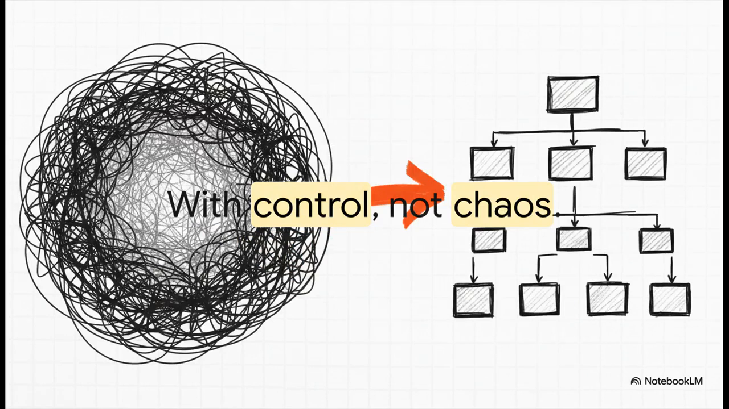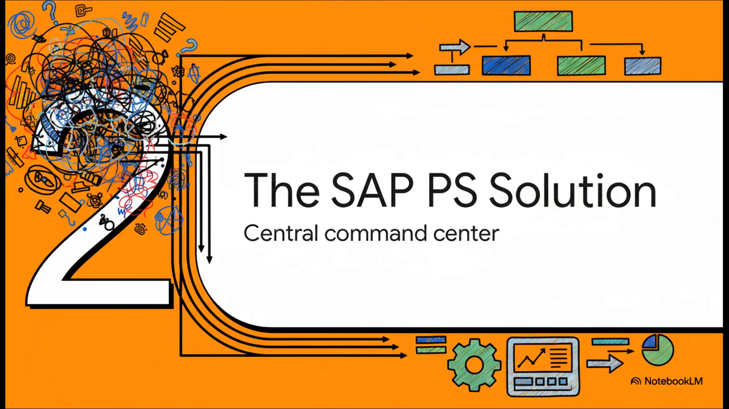Well, the answer sounds simple, but in reality, it's incredibly tough. You do it with control, not chaos. You absolutely have to have a system, a central command center that gives you total visibility over every single piece of the puzzle. And that, right there, is where our topic for today comes in. We're talking about SAP PS, the Project System module.